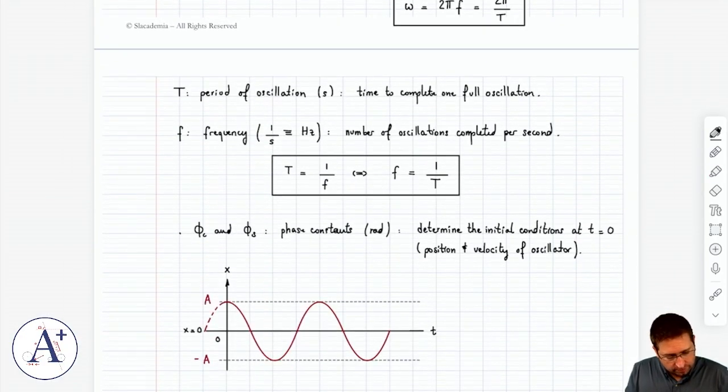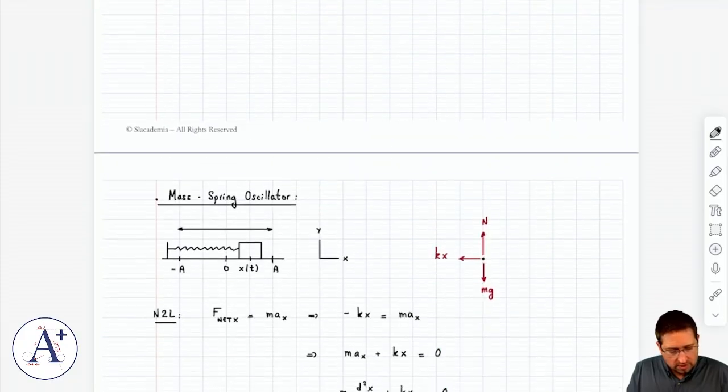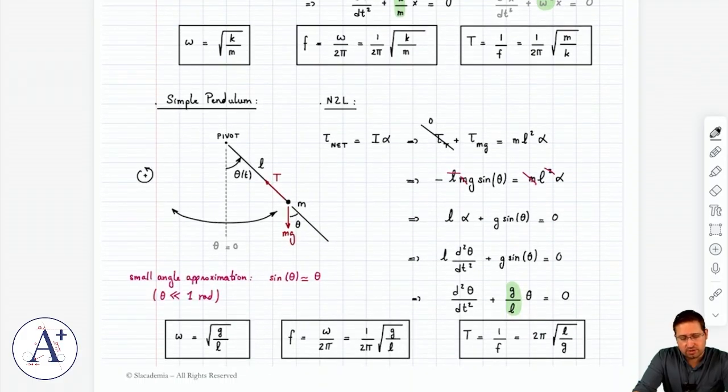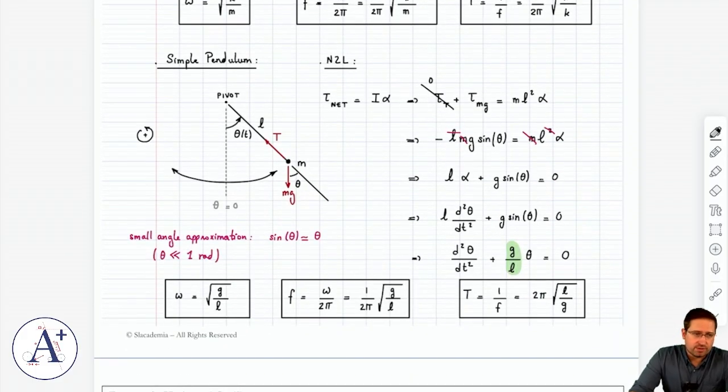And then, of course, we dive into specific oscillators, and I only did the two most common ones, the mass spring oscillator and the simple pendulum. But if you understand those and you can derive omega for those, or even use conservation of energy like we did, that's a good baseline for the other ones. You'll find that the other ones solve the same way.